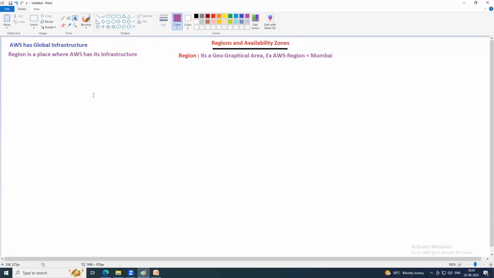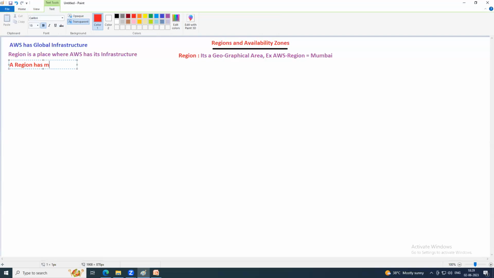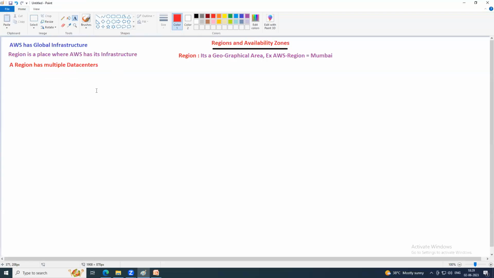No, no. So a region, instead of Mumbai, can I call it as region? So a region will have only one data center or multiple data centers? Why multiple? See, now you're implementing the topics. Why multiple? Because if one data center goes down, you have another data center. But do you need to really worry about those data centers in the backend? No, you don't need to worry about it. Correct? So a region has multiple data centers. So now you know what is region. It's a geographical area, or in other words, AWS region is a place where AWS has its own infrastructure or data center.